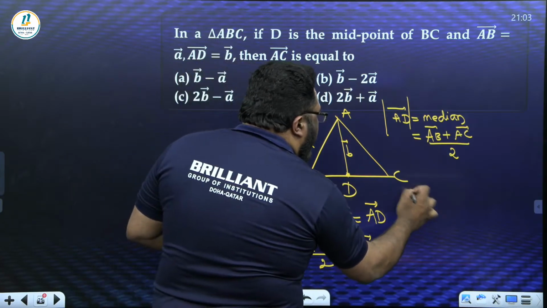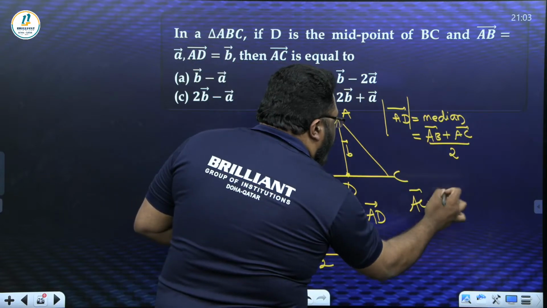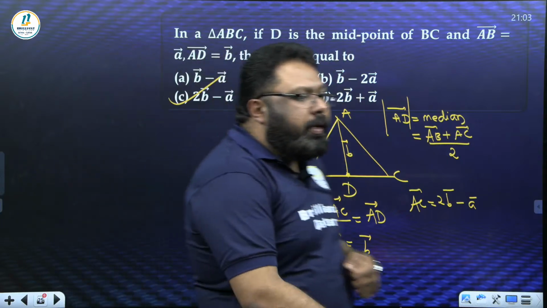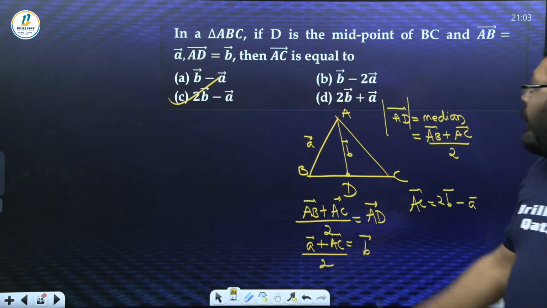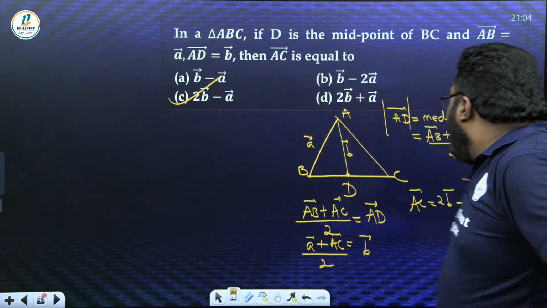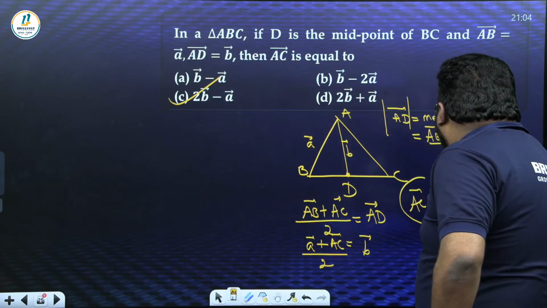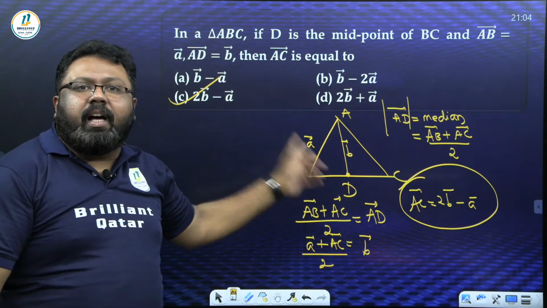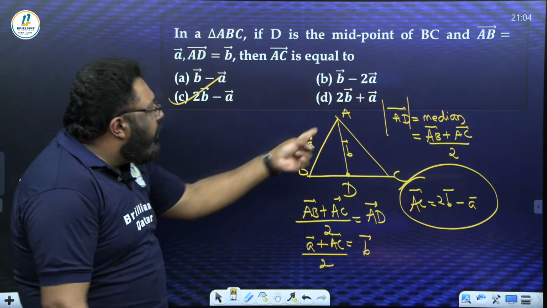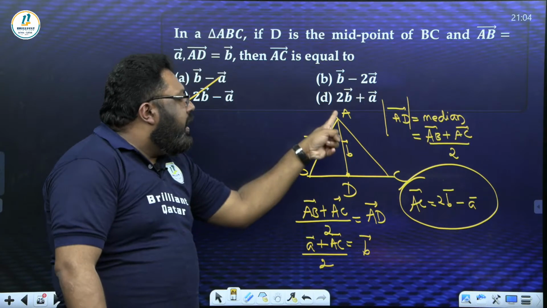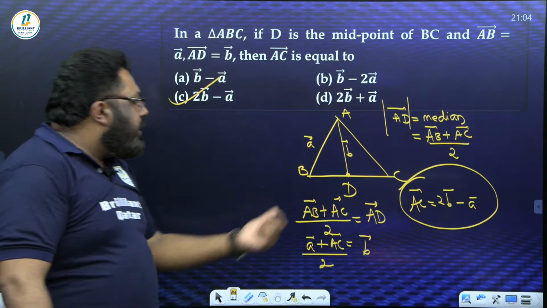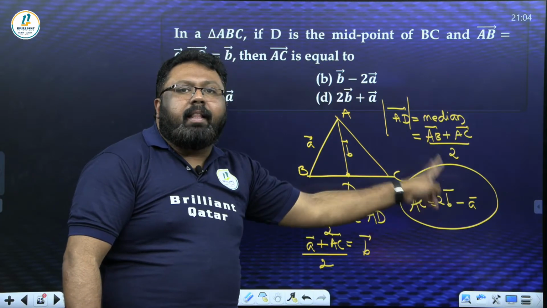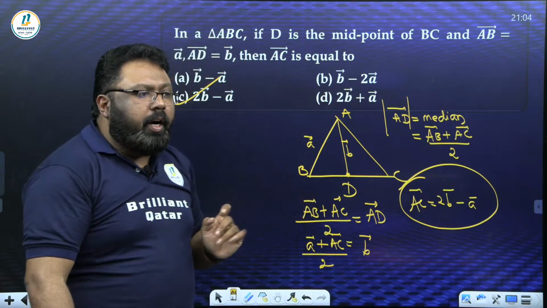So AC equals 2B minus A. AC equals 2B minus A, option C. So please, it's a very, very easy relationship. They are just asking you to relate the median vector with the two sides of the triangle. They gave you the median vector, they gave you one side, they're asking you to find the second side. Just use this relationship. I got the relationship between the second side, the first side and the median vector. Got it, all of you?